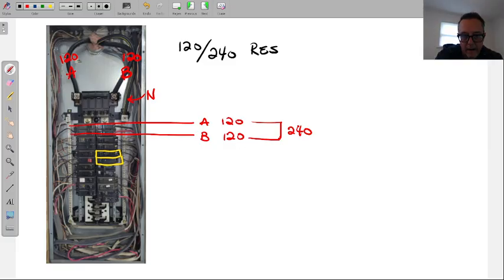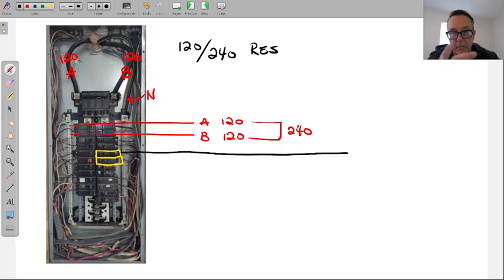All right, so we have our breaker, and we run our hot conductor over to, and I'm going to draw this out as an outlet, neutral, hot, ground, and yes, I have the hot right now on the wrong side, but don't worry about that. It's just the way the drawing works itself out.